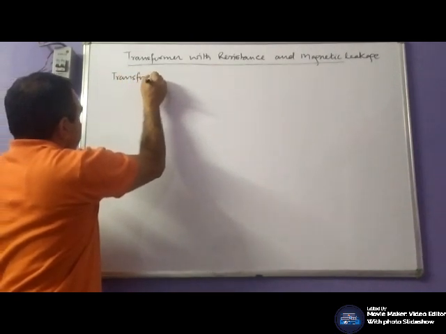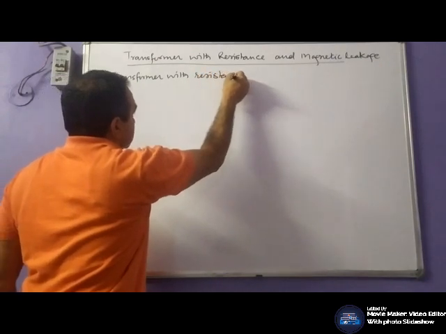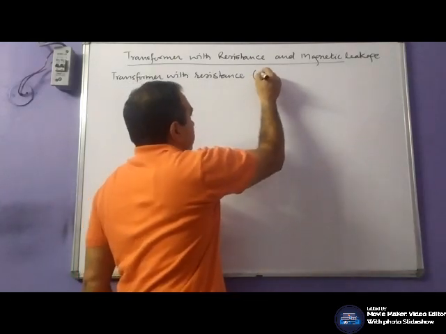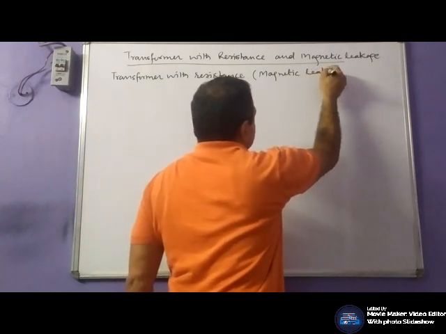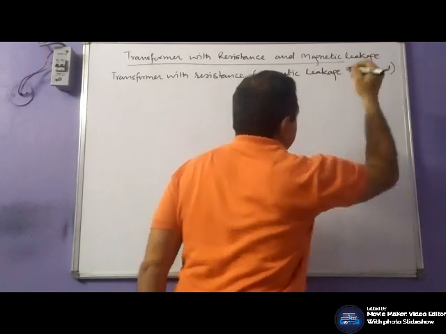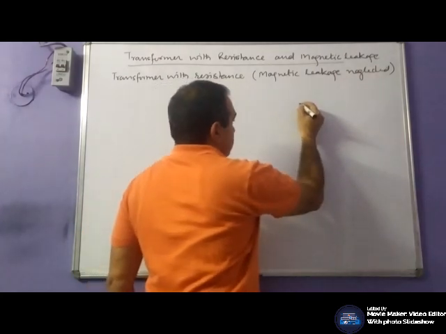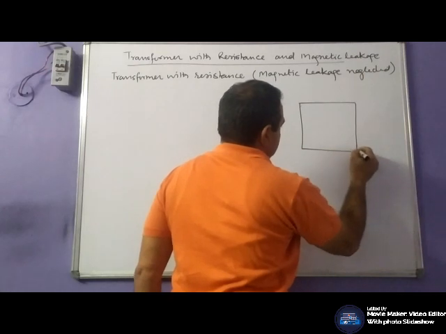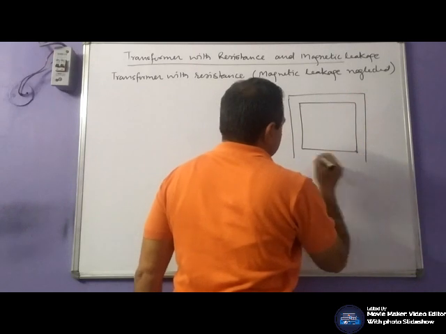Transformer with resistance. Magnetic leakage is considered to be negligible, or it is neglected. Leakage neglected. But obviously, your transformer primary and secondary would have certain resistances.